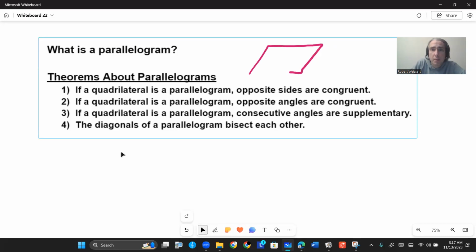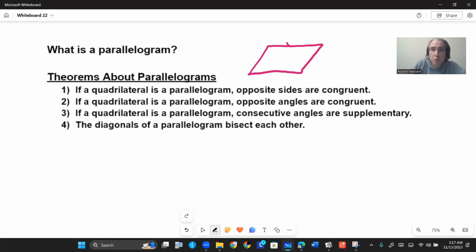A parallelogram is basically a quadrilateral that has two pairs of parallel sides. So we usually mark it like that, with two arrows and one arrow going in parallel directions to each other. And that creates a few special properties.